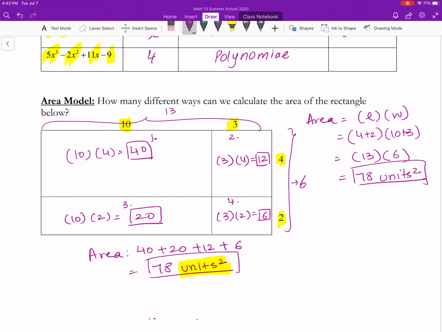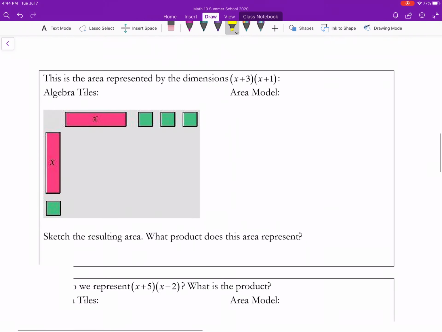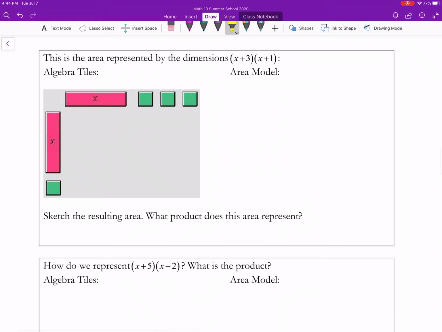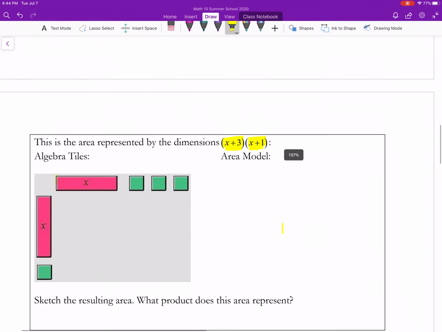And in both cases, the area of this rectangle is the same. Now let's use this strategy of area model and find out the dimensions of some other rectangles where we have the algebra tiles. Now this area is represented by the dimensions x plus 3 and x plus 1 where the algebra tiles are there, and we have to do this by area model. You must have done algebra tiles in grade 9. If not, I'll just quickly go over that before we move on.